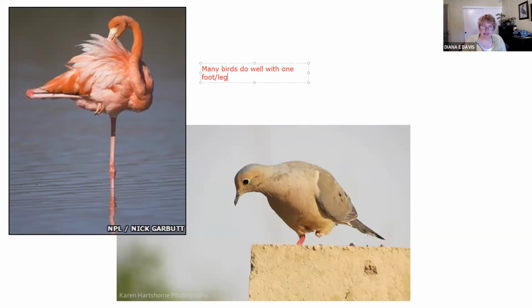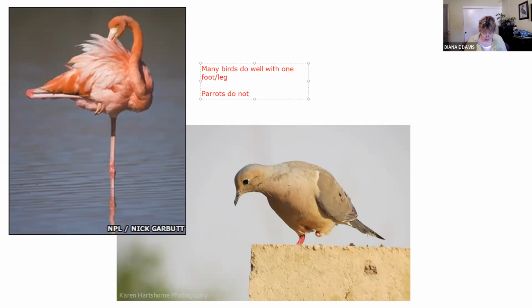Amazingly, I have seen shorebirds, those little wading birds that run along the surf. I've seen some of those with only 1 leg that seem to be doing just fine. So a lot of birds can do quite well with only 1. Parrots are a big exception. Yeah, seagulls only need 1 leg. Absolutely.